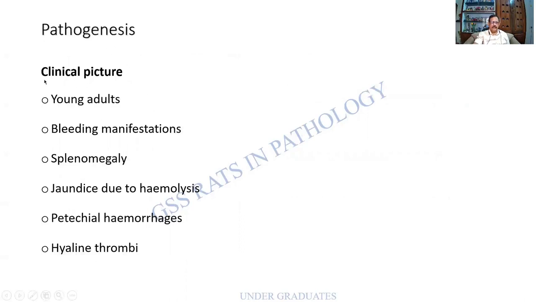It is seen in young adults, presenting with bleeding manifestations, splenomegaly, jaundice due to hemolysis, petechial hemorrhages, and hyaline thrombi. So these will be the list of clinical manifestations, of which jaundice is most important because of hemolysis.